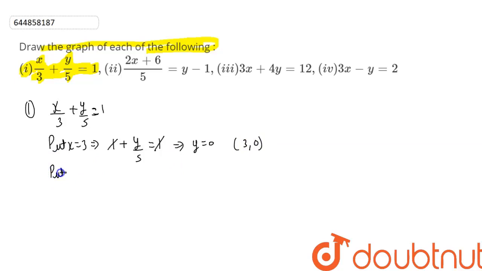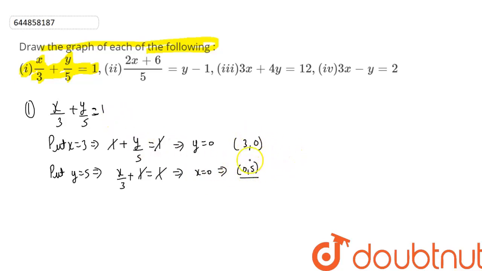So putting y equals 5, here we get x by 3 plus y, and instead of y we put 5. So here we get 5 by 5, that is 1, is equal to 1. So this 1 and this 1 go off, and from this we get the value of x by 3 is equal to 0, that is x is equal to 0. So from this we get the point (0, 5) lying on this line.